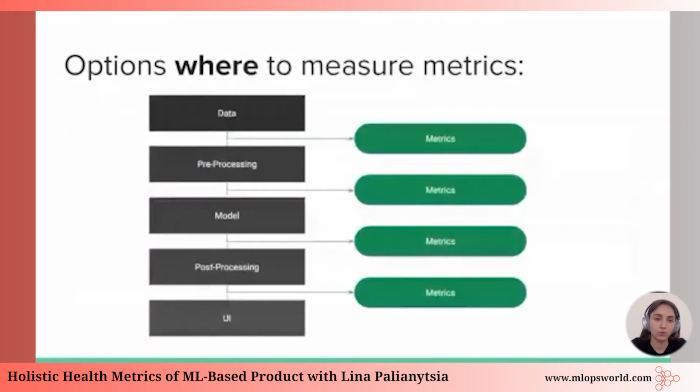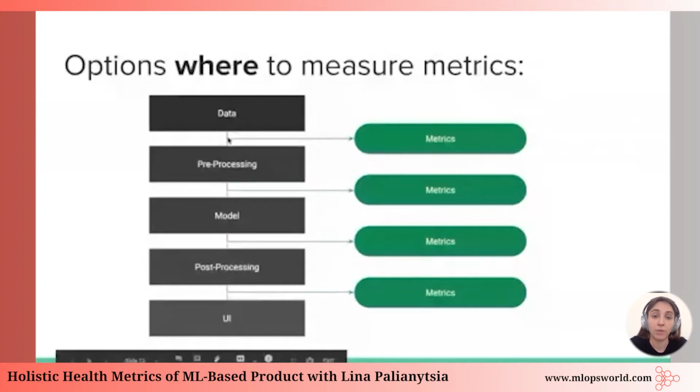Now let's move on to the where dimension. Here is a very basic example of a diagram for a machine learning application. Here we have a data ingestion block, a data preprocessing block, a model block, post-processing of the results that we received from the model, and a user interface where we return those predictions or results. For the question of where to measure those metrics, I do want to say everywhere, but it's not correct. Ideally, we want to measure metrics after each main block of our application.